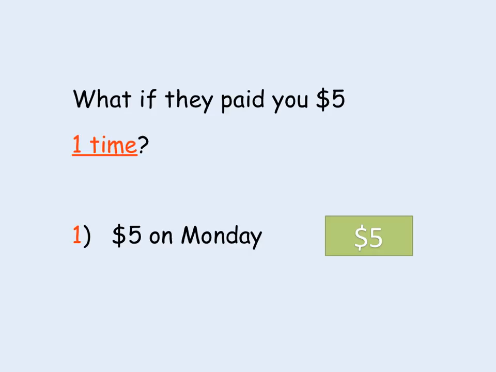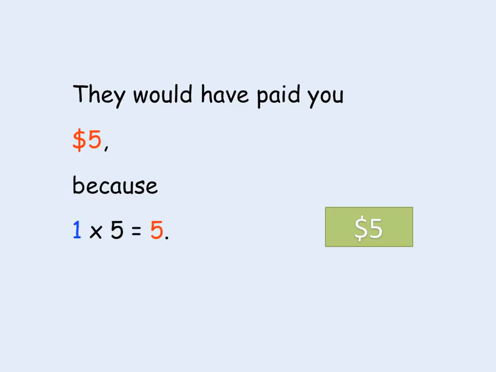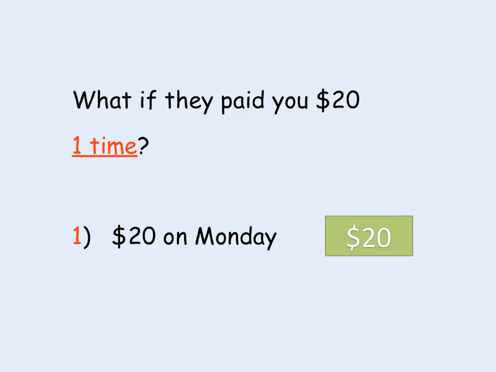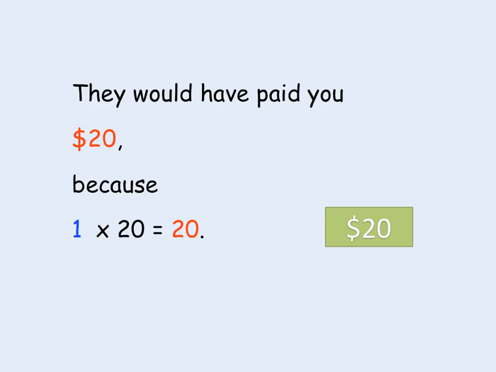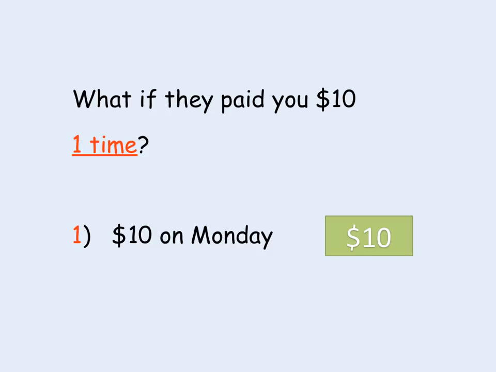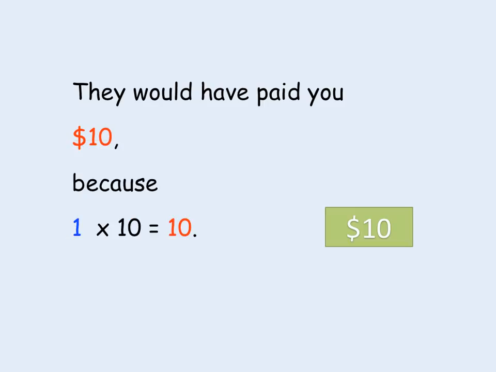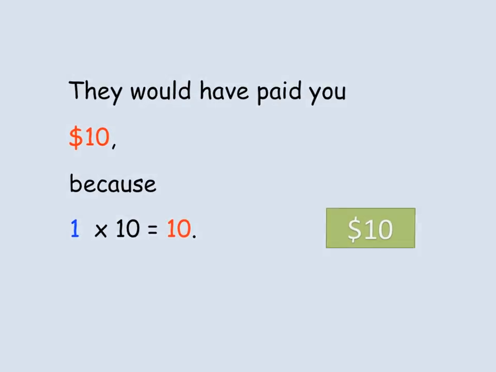What if they paid you $5 just 1 time? Well, then they would have paid you $5, because 1 times 5 is 5. What if they paid you $20 1 time? They would have paid you $20, because 1 times 20 is 20. Or what if they paid you $10 1 time? They would have paid you $10, because 1 times 10 is 10.